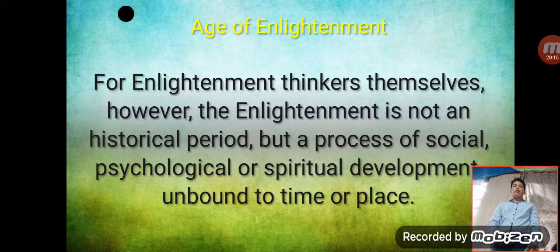For Enlightenment thinkers themselves, however, the Enlightenment is not a historical period but a process of social, psychological, or spiritual development, unbound to time or place. Immanuel Kant defines enlightenment in his famous contribution to the debate on the question, in an essay entitled An Answer to the Question: What is Enlightenment? in 1784, as humankind's release from its self-incurred immaturity. Immaturity is the inability to use one's own understanding without the guidance of another.